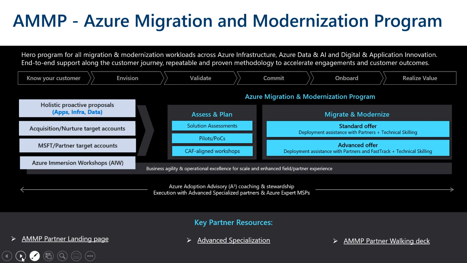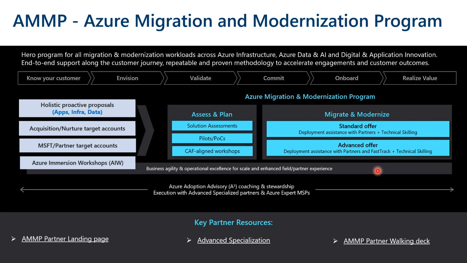When we are talking about this Azure Migration Modernization program, as I already mentioned, this is end-to-end support along the customer journey, and the partners play a crucial role in each stage of this program. We have two key stages: assess and plan, and migrate and modernize. For each of these phases, we have guided programs which are delivered with and through partners: solution assessment, pilot, proof of concept, cloud adoption framework, or prepackaged standard or advanced offers under the migrate and modernize stage. And for all of these programs, we need to use the partners.